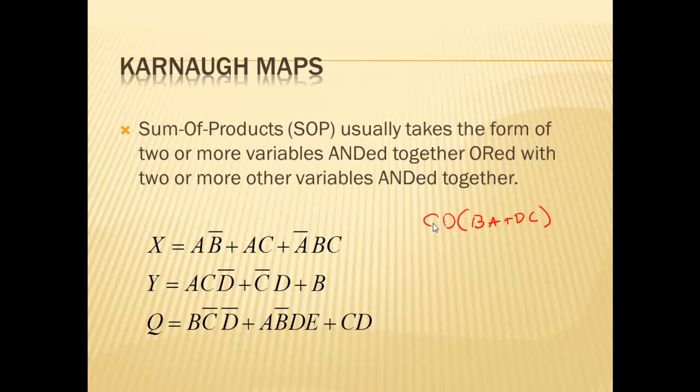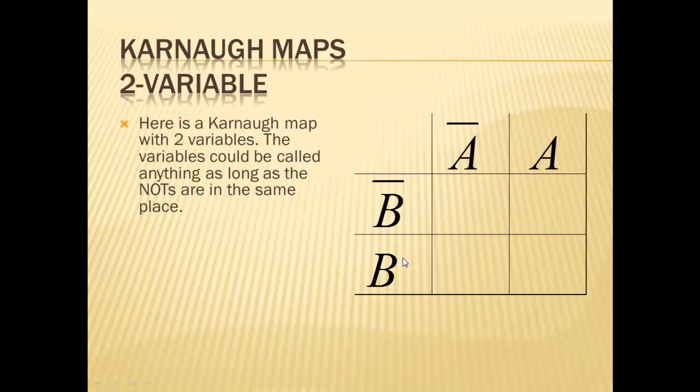But you could convert this over to sum of products by multiplying through. You have to make sure the expression is in this sum of products format before you can actually put it in a Karnaugh map. So let's look at what a Karnaugh map looks like. This is a 2-variable Karnaugh map, and the variables I used are just A and B, but it could have been X, Y, or Q, P, or whatever. It doesn't matter what the variables are called, as long as you have the lines in the right places.